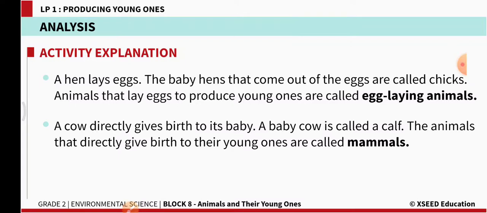So we have the egg laying animals and we have the mammals. Egg laying animals, they lay the egg and when the egg hatches, the young one comes out of it. And mammals, they give birth to their young ones directly.